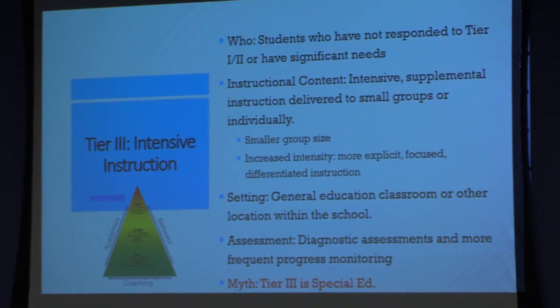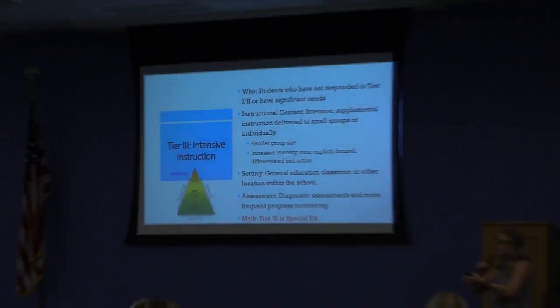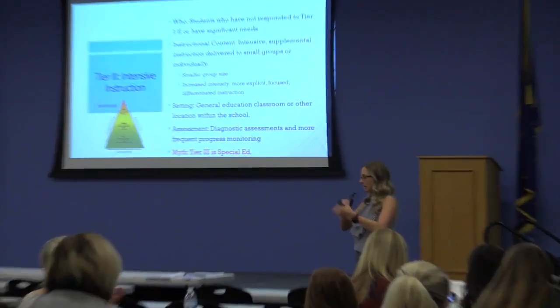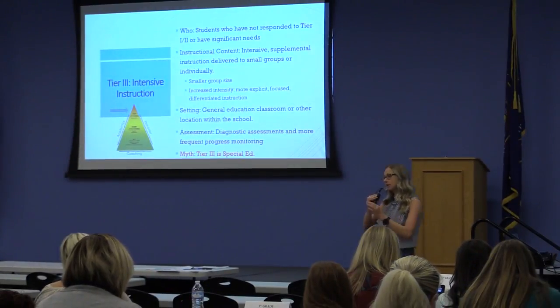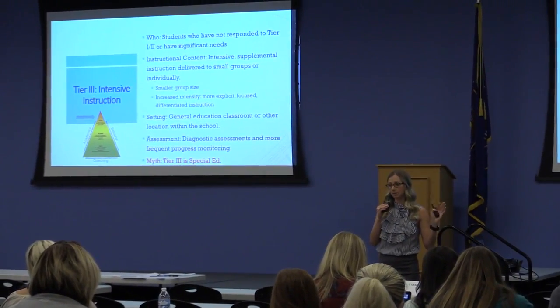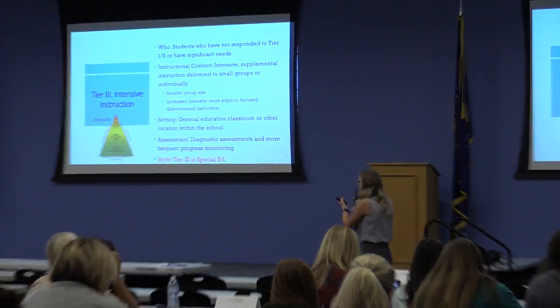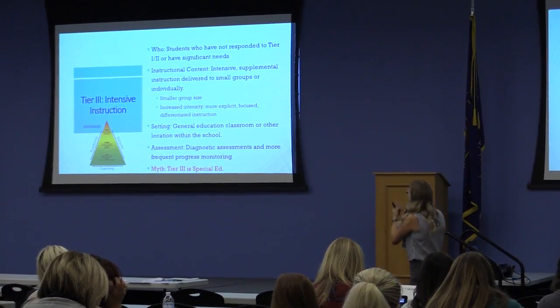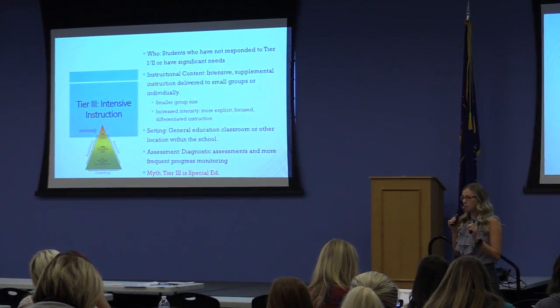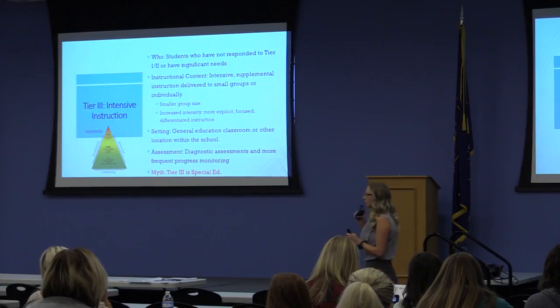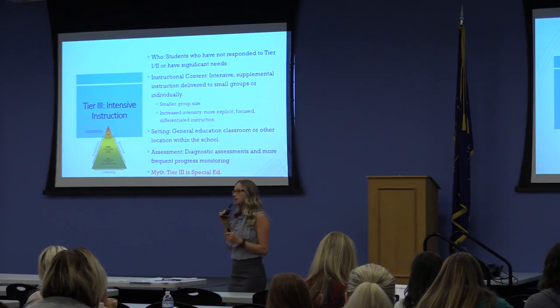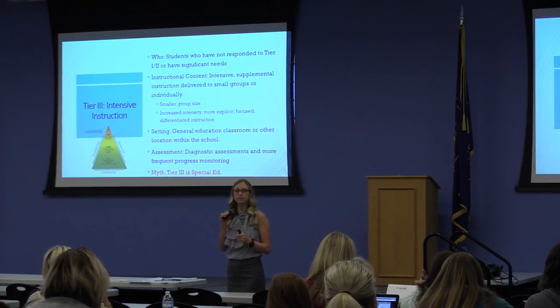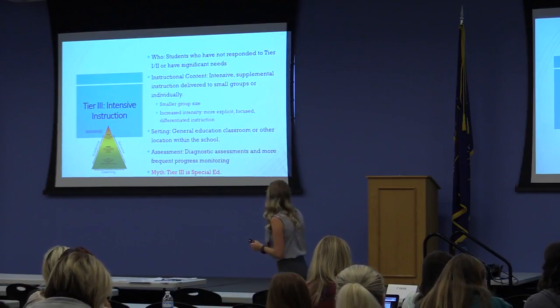This is going to be a smaller group size. It is again supplemental. So just like tier two, these kids cannot be pulled out during your 120 minutes, or however long your literacy block is. They cannot be pulled out during that time. So if they're needing interventions, it has to be at a different time. It is a smaller group size, so maybe you don't have 6, maybe you have a group of 4 or 3. It's increased intensity, so it is very focused and very explicit. I don't know if any of you have used Wilson or Spire. Those are very intensive interventions that you may or may not have used.